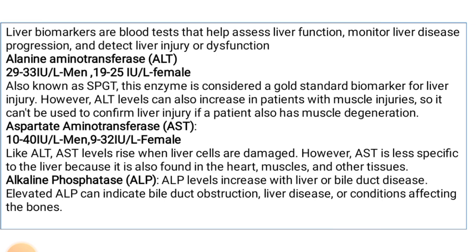The first one is cardiac biomarkers and the second one is liver biomarkers. I hope you understand these two topics.